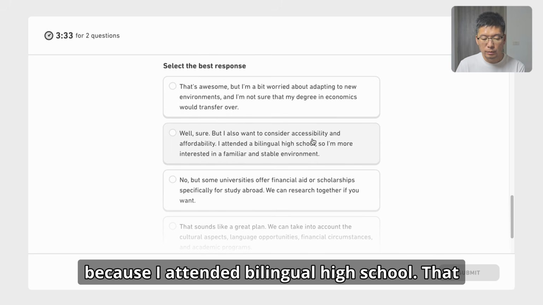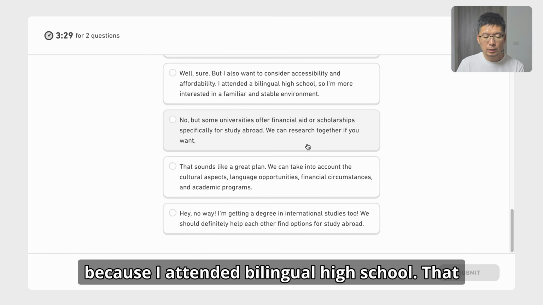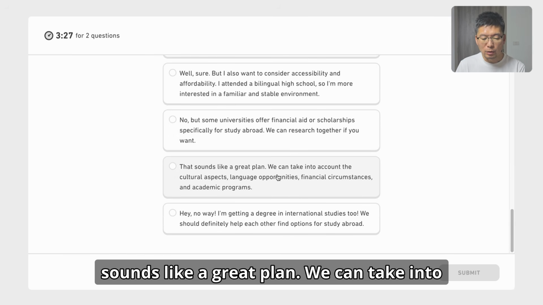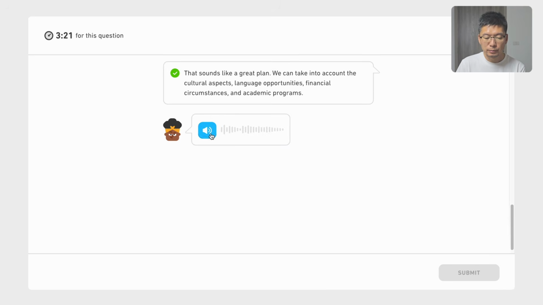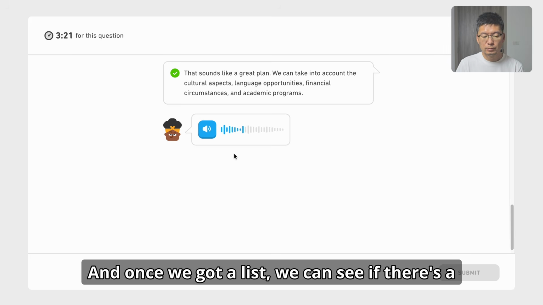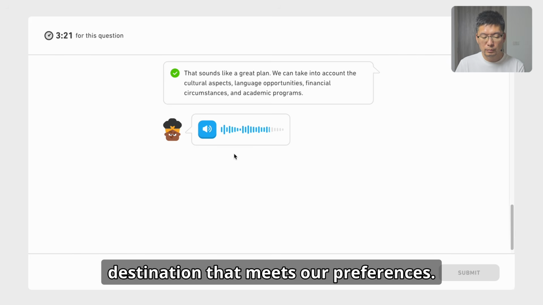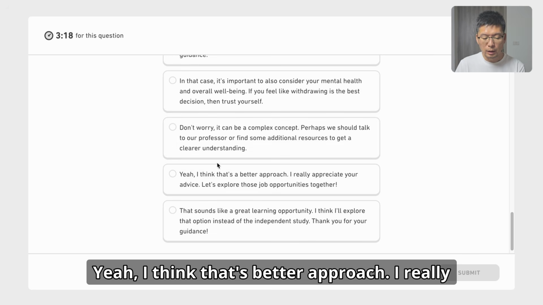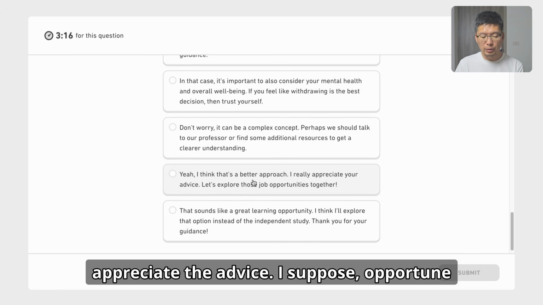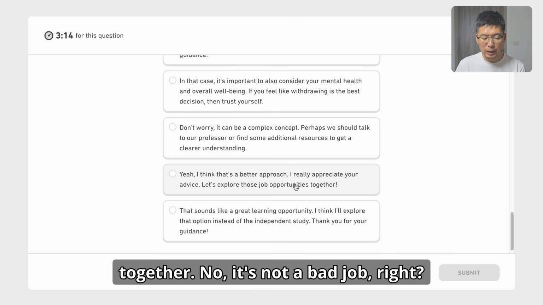Also consider attended bilingual high school. That sounds like a great plan. We can take into account the culture aspects, the language opportunities. Yeah, this one. And once we've got a list, we can see if there's a destination that meets our preferences. Yeah, I think that's a better approach. I really appreciate the advice. Let's explore opportunity together. No, it's not about a job, right?